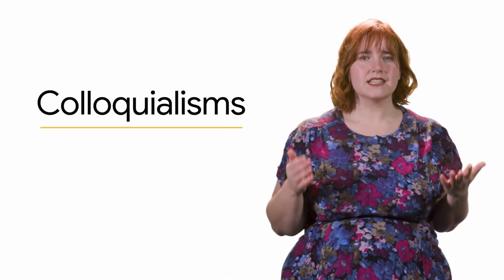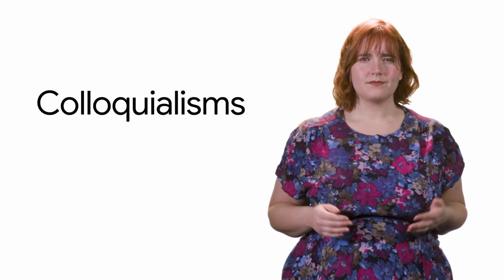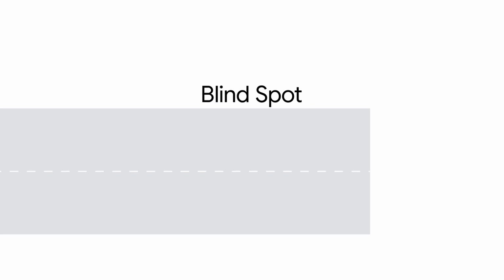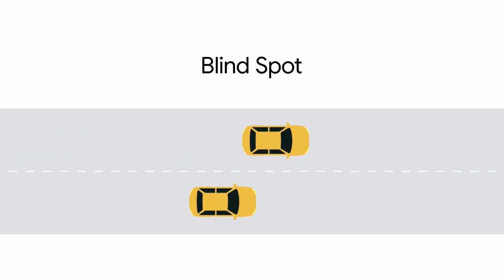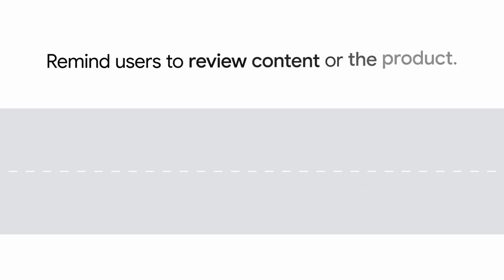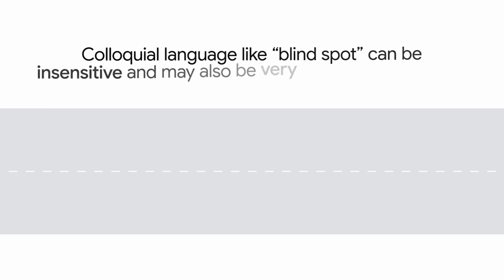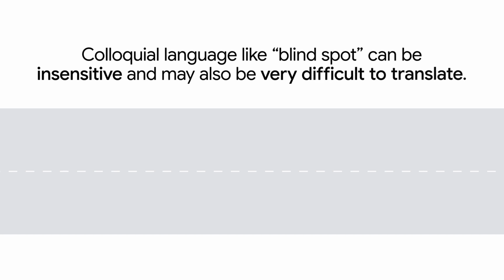Another example of language to avoid in our documentation is colloquialisms. For example, the phrase blind spot is often used to describe a sighted person's tendency not to physically see a detail. Instead of writing blind spot, remind users to take special care to review a certain content or parts of a product. Colloquial language like blind spot can be insensitive and might also be very difficult to translate.